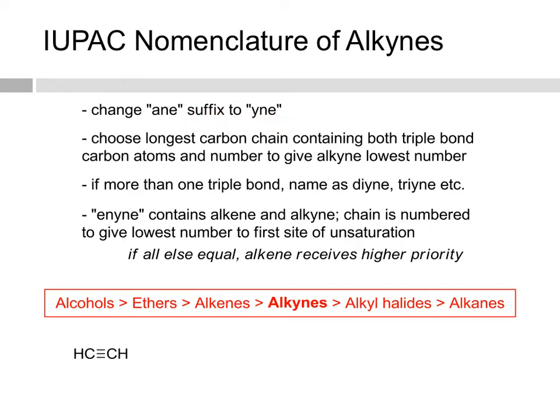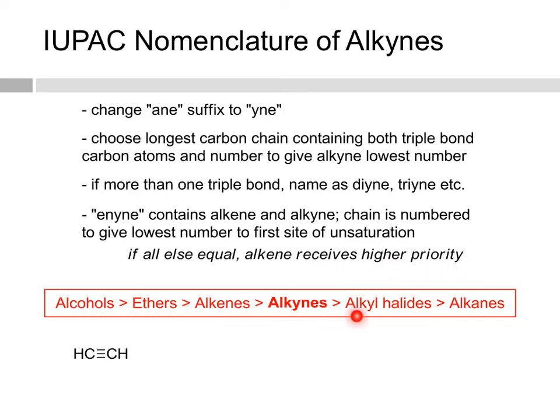Choose the longest continuous carbon chain containing both triple bond carbon atoms and number it to give the alkyne the lowest possible number. If there is more than one triple bond in the molecule, name it as a diyne, triyne, and so on. An enyne consists of an alkene and an alkyne, and the chain is numbered to give the lowest number to the first site of unsaturation. If everything else is equal, the alkene will receive higher priority than the alkyne.